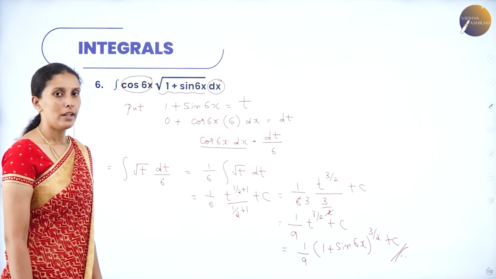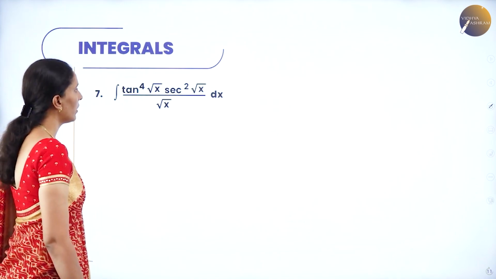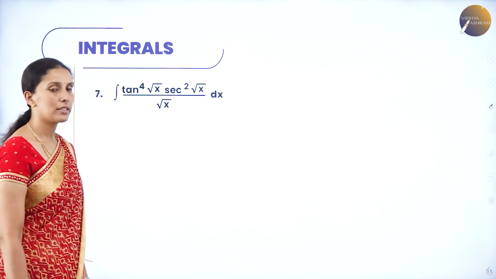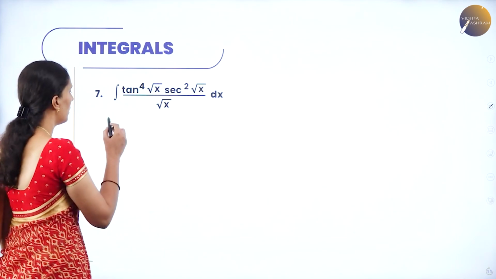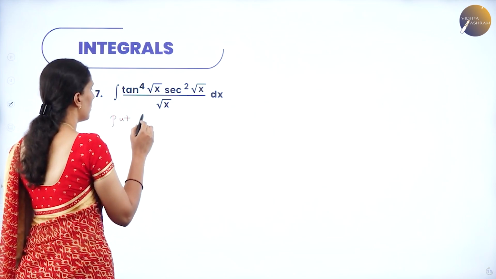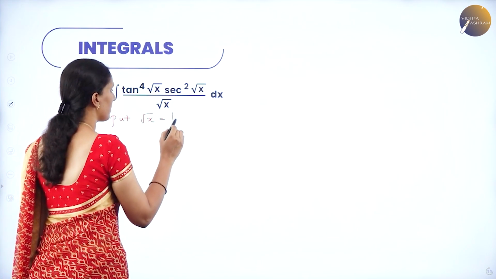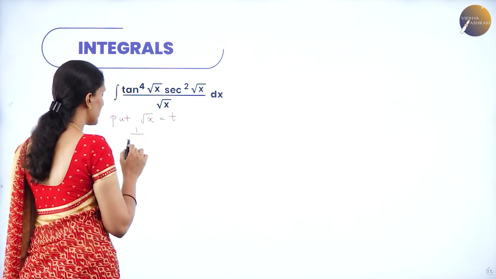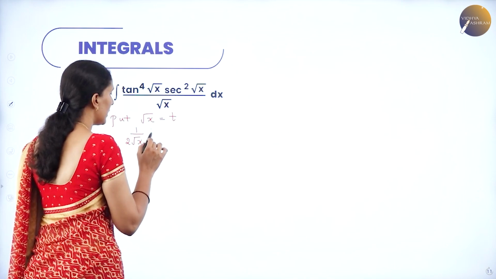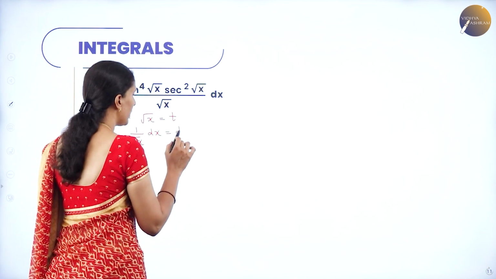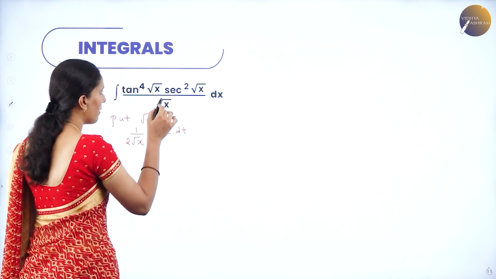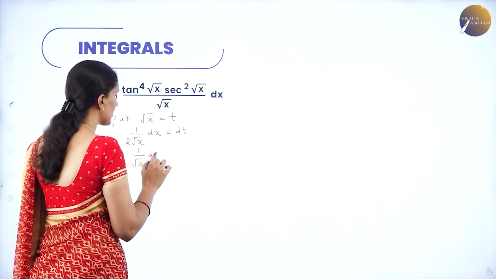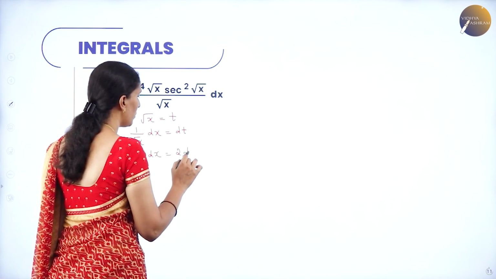Next, tan power 4 root x secant square root x divided by root x into dx. So here put root x is equal to some t. Then derive this. What happens? Derivative of root x is 1 by root x into dx is equal to dt. So here 1 by root x dx I have. So 1 by root x dx can be written as 2 into dt.